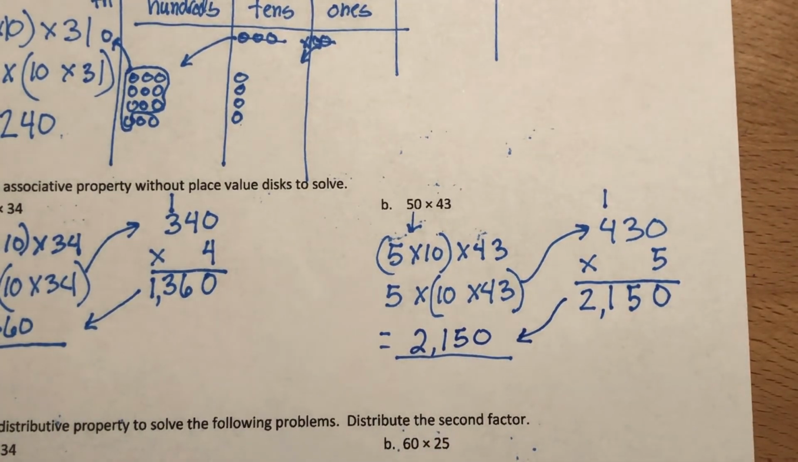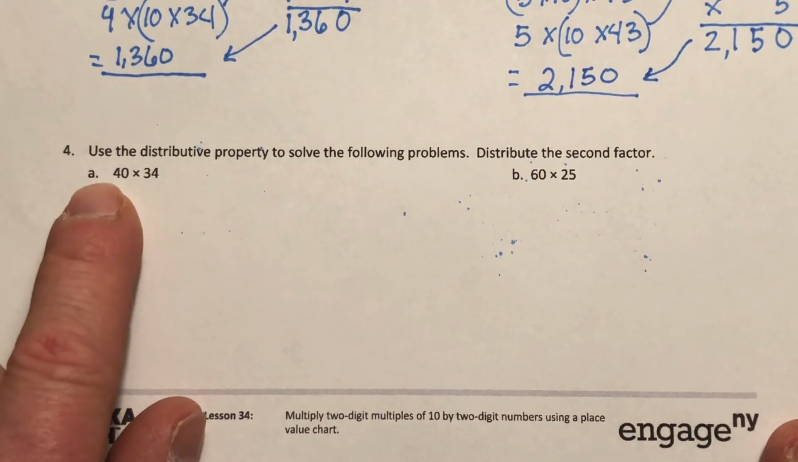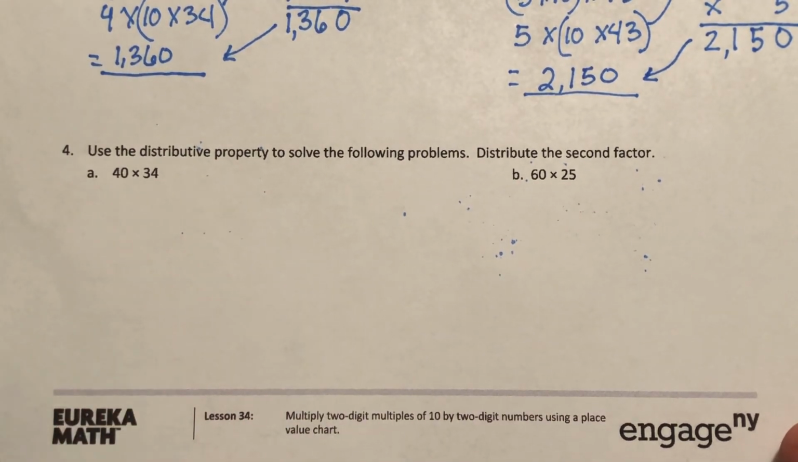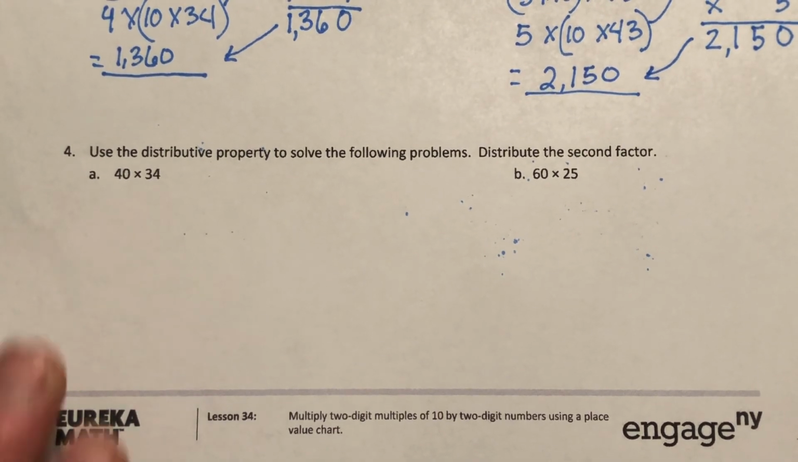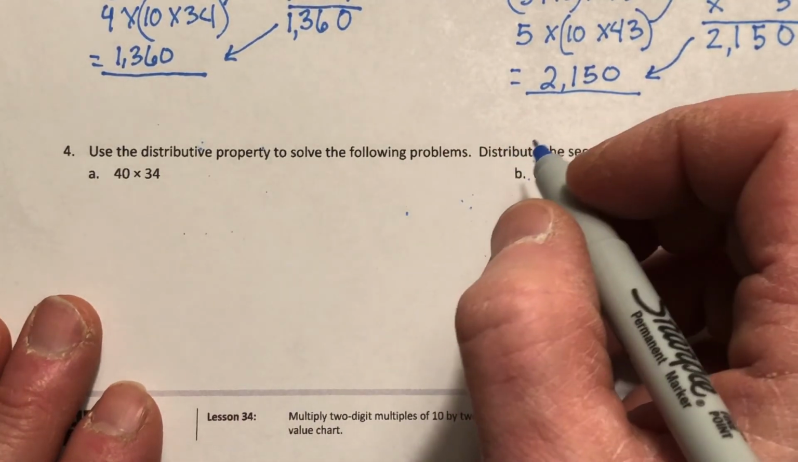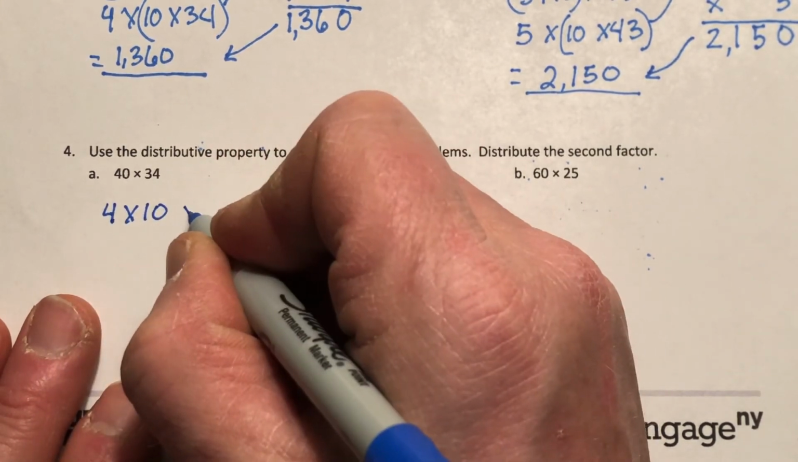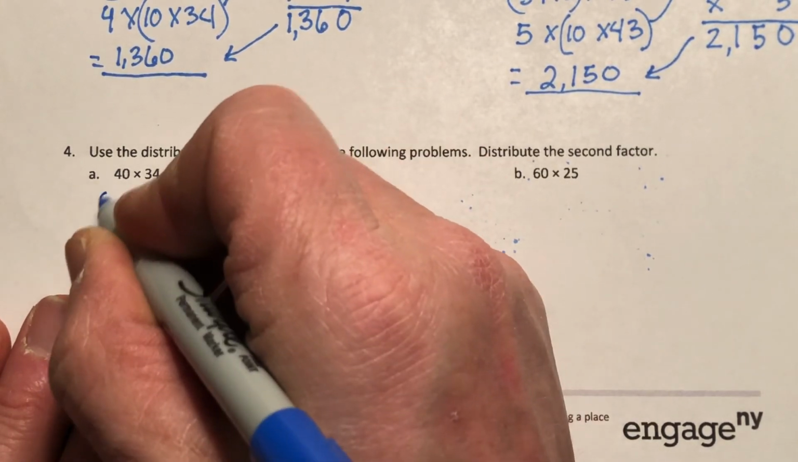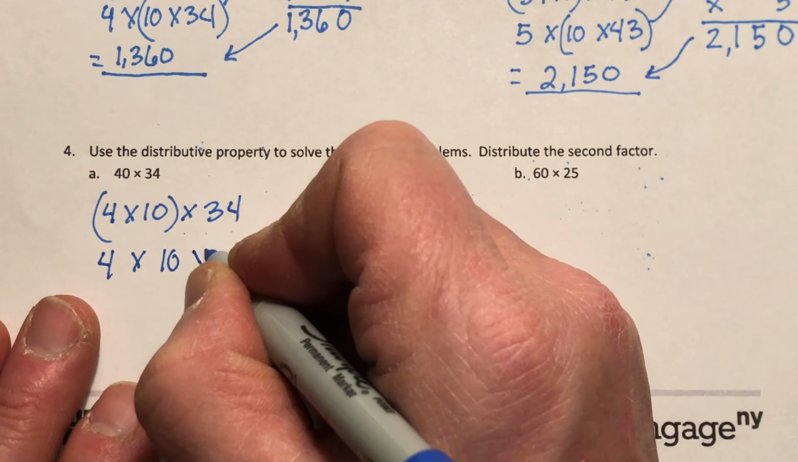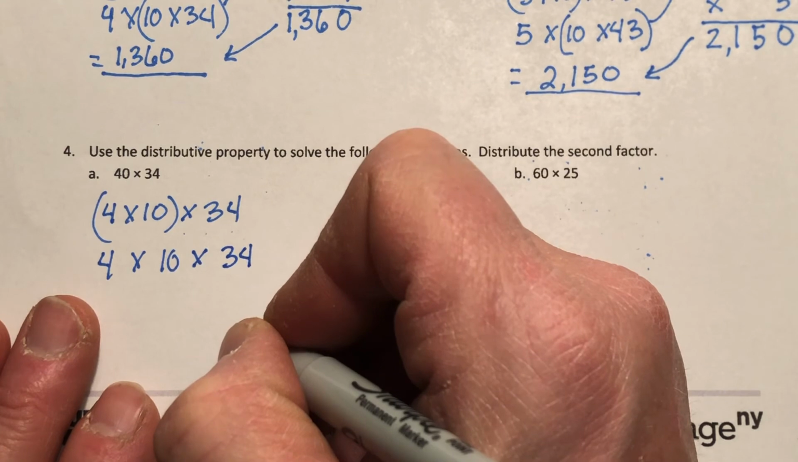That's pretty cool. All right, 2 left, kids, and then we're done. Use the distributive property to solve the following problems and distribute the second factor. Okay. So, let's do it. We're going to just keep doing the same thing that we did up here. We're going to do 4 times 10 times 34. And same thing again, 4 times 10 times 34. Okay? That's good.